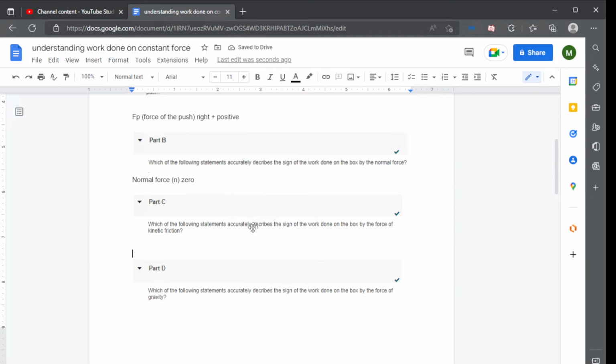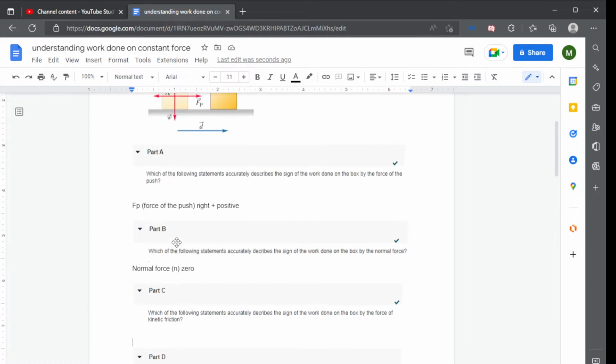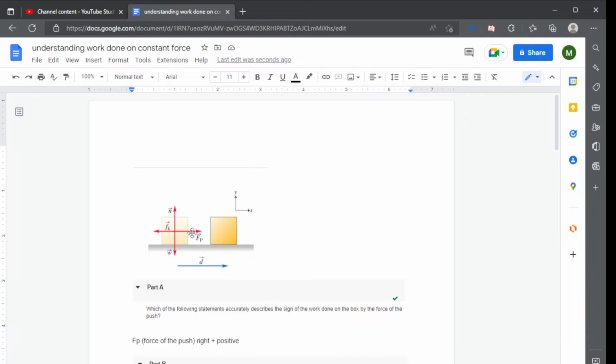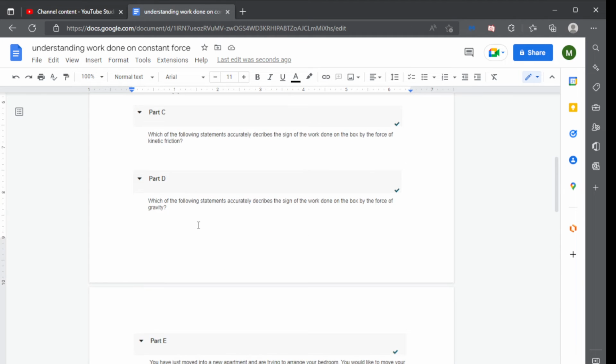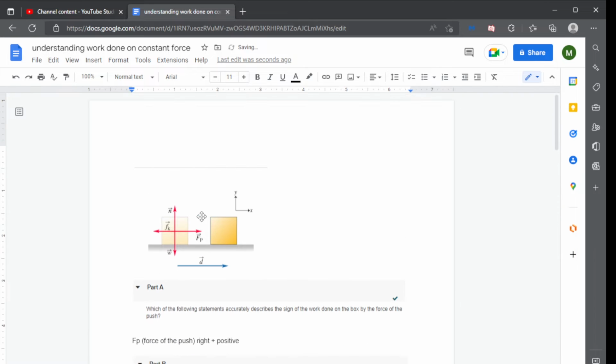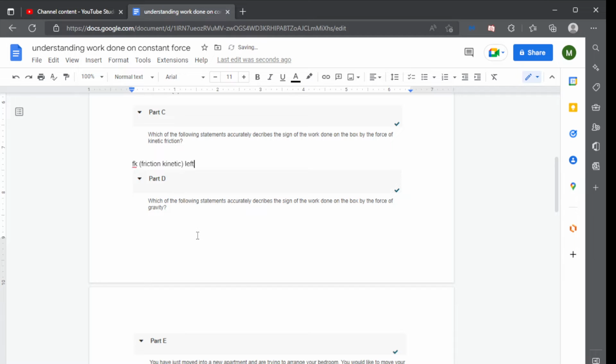Which of the following statements accurately describes the sign of work done on the box by the force of kinetic friction? Kinetic friction will be represented by Fk. Friction, kinetic, which would be negative because it's on the left of the x-axis. So left, negative.